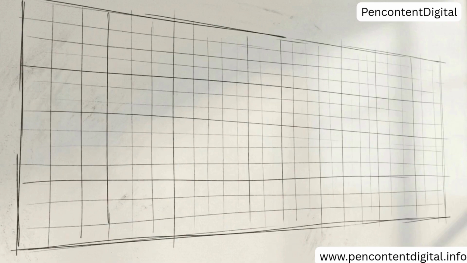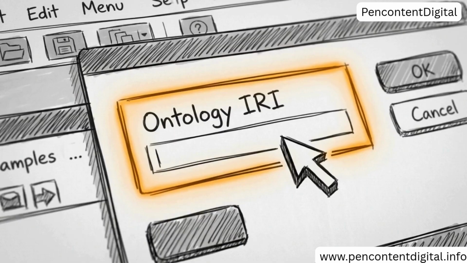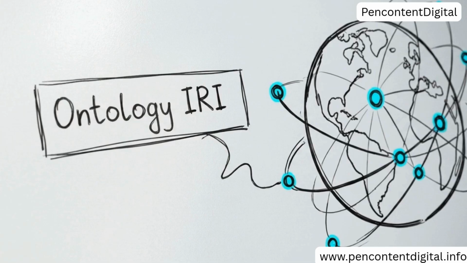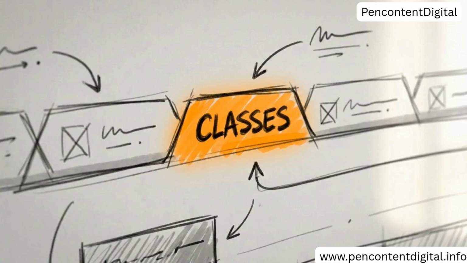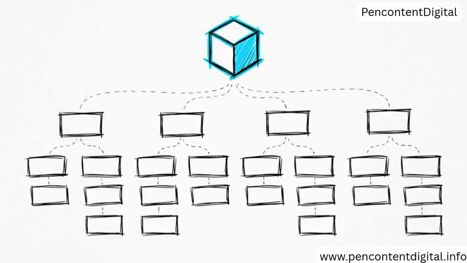Step 1. Open Protege and create a new ontology file. Looking at the primary workspace, find the Ontology IRI field. This serves as your file's unique semantic identifier across the web. Next, click over to the Classes tab. This is where we will construct our domain hierarchy.